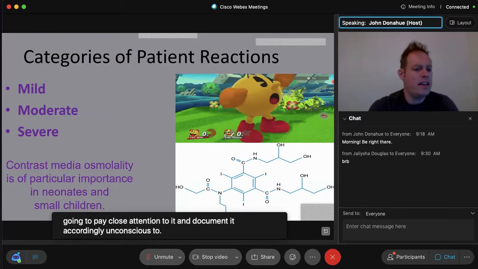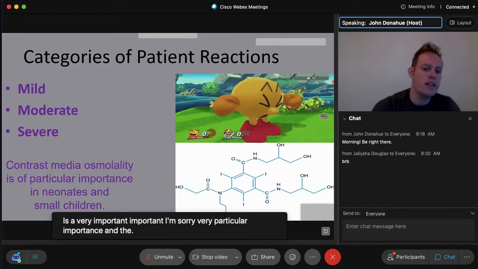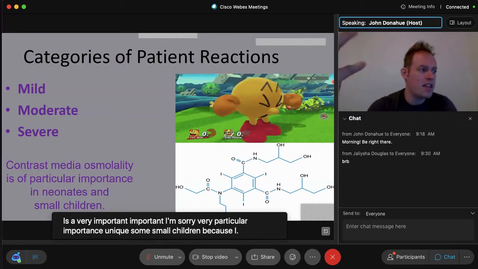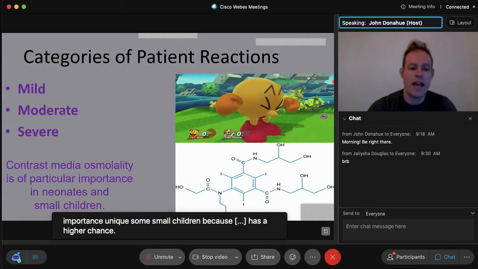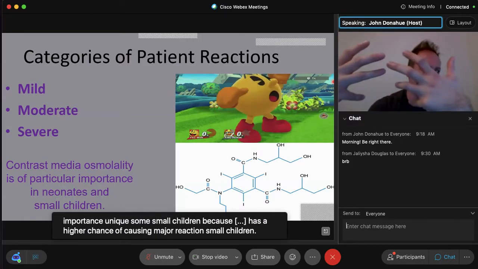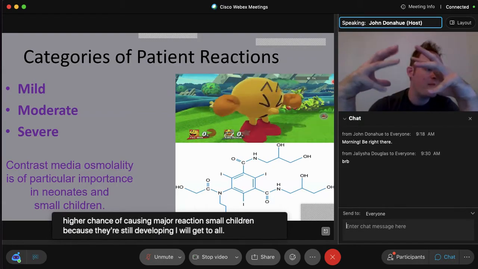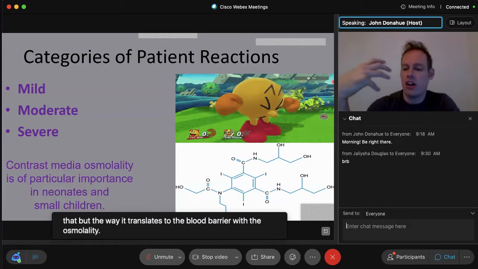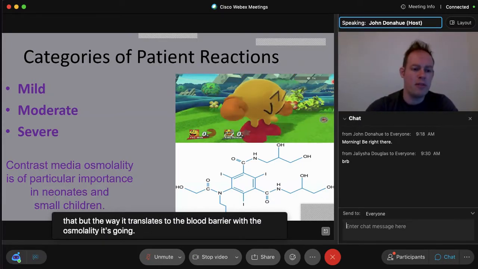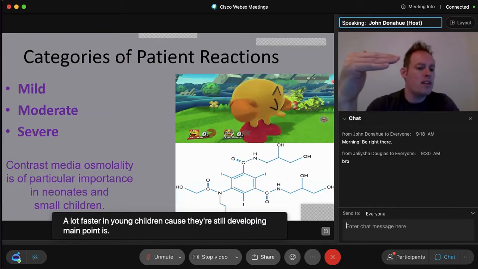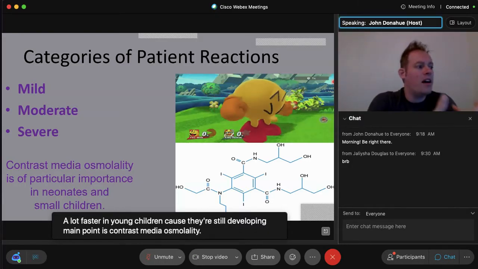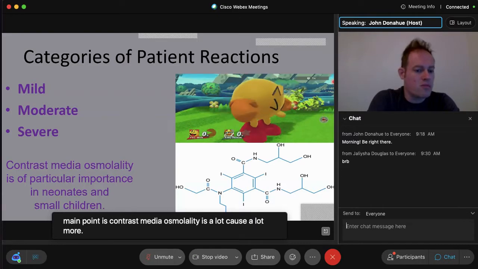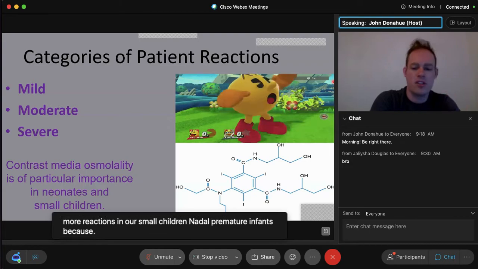Contrast osmolality is of very particular importance in neonates and small children because high osmolality has a higher chance of causing major reactions in small children because they're still developing. I won't get into all the physics of that, but the way it transmits through the blood barrier with the osmolality, it's going to occur a lot faster in young children. Main point is contrast media osmolality causes a lot more reactions in our small children and our neonatal premature infants because their systems are still developing.